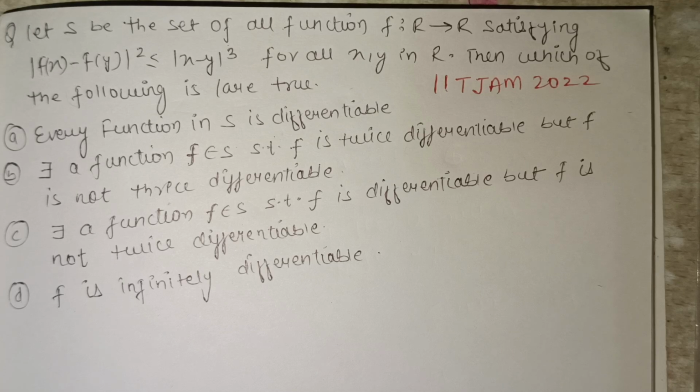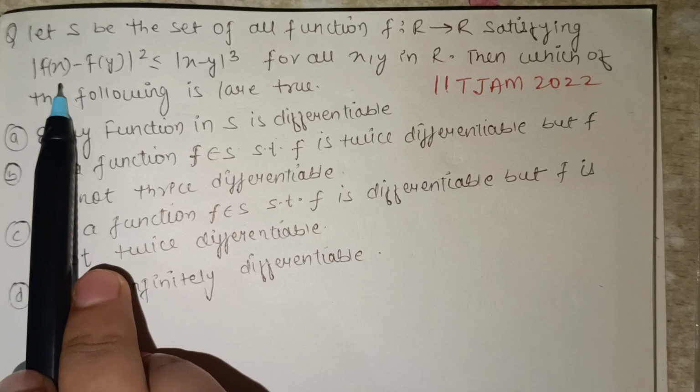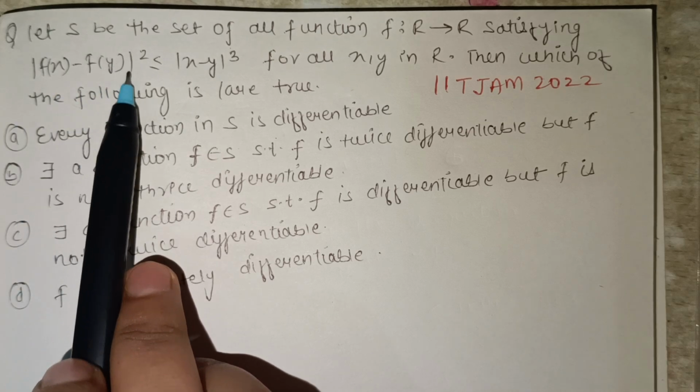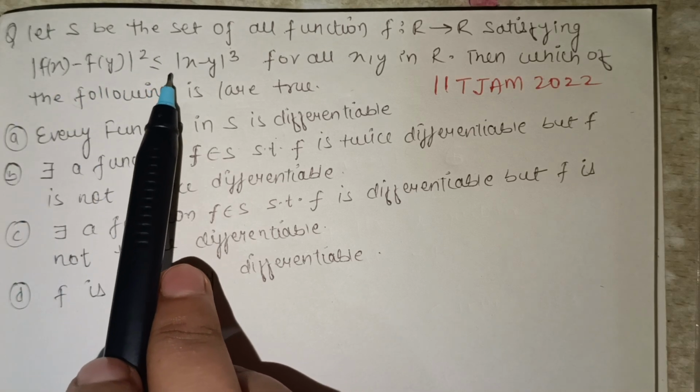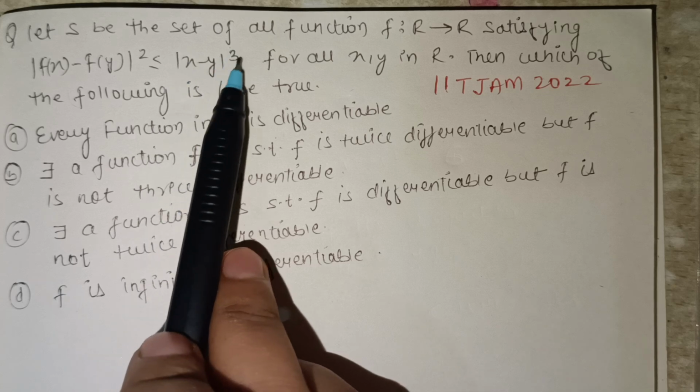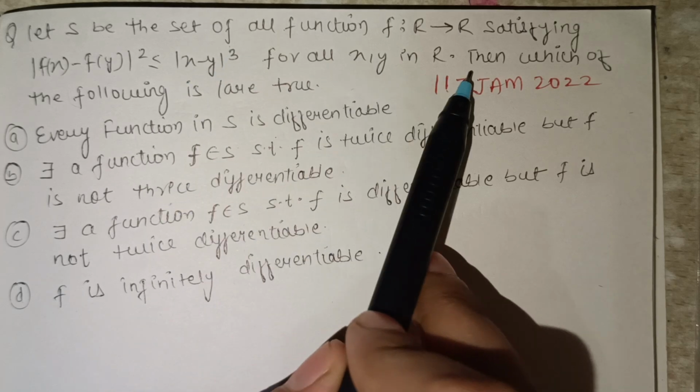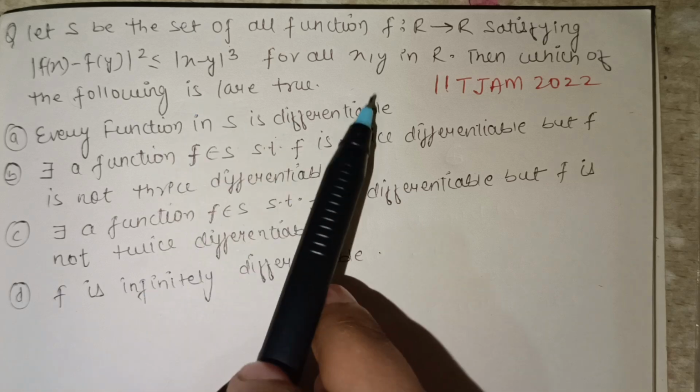In this video lecture, I am going to discuss the next PYQ of real analysis asked in IIT JAM 2022. So our question is, let S be the set of all functions f from R to R satisfying |f(x) - f(y)|² is less than |x - y|³ for all x, y in R, then which of the following is or are true?